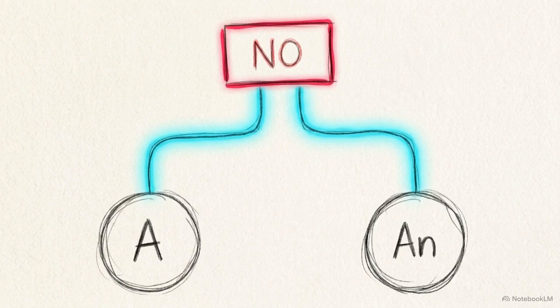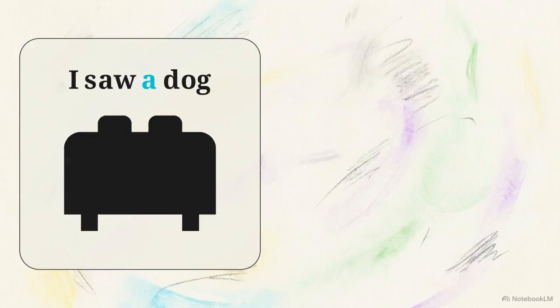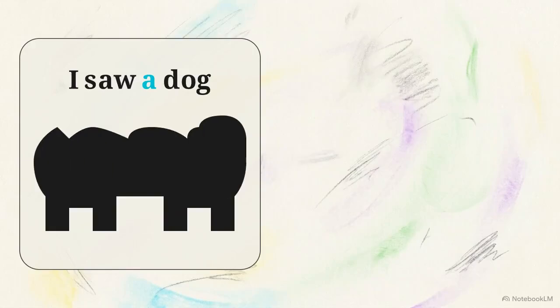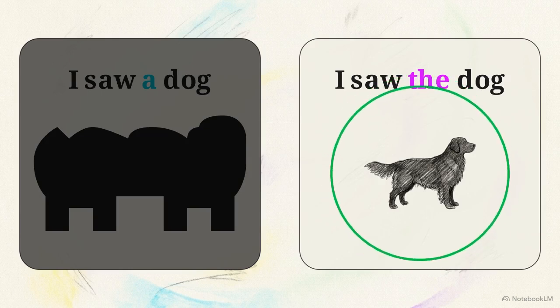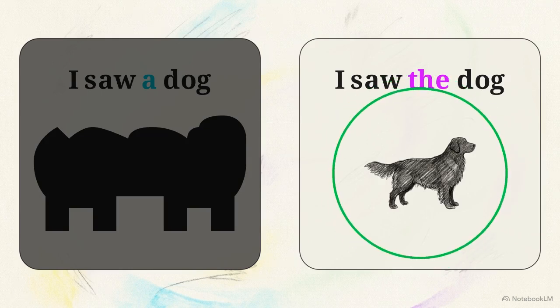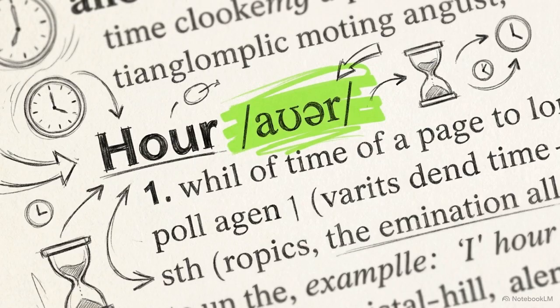If the answer is no, and you are talking about a general or non-specific item, you will use the indefinite articles, a or an. On the left, I saw a dog, means it could be any dog at all. The listener doesn't have a specific animal in mind. But on the right, saying I saw the dog refers to a specific already mentioned animal, requiring the definite article, the.